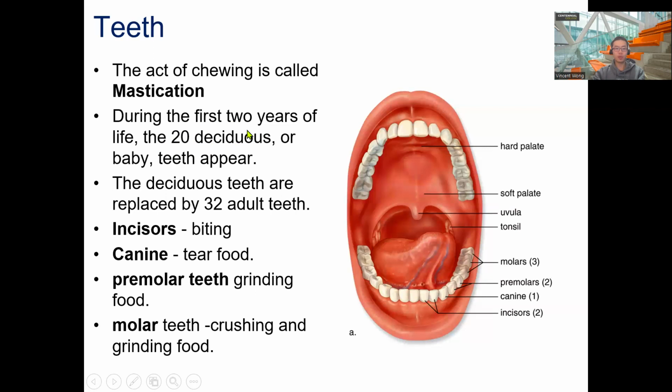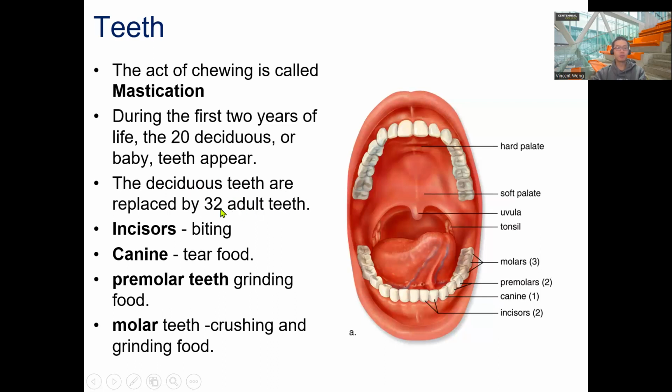We used to have 20 baby teeth, if you remember that. By age 6, 7 or 8, they start falling off one at a time. Then by the age of 9 or 10, you would have replaced all of them, and you might have new ones coming out as well. So adults have 32 teeth.